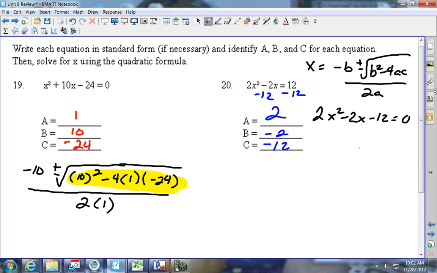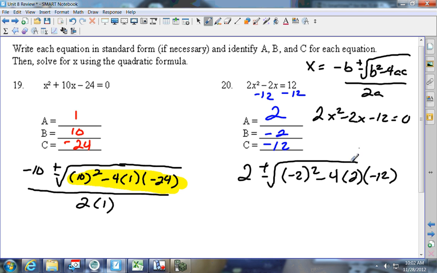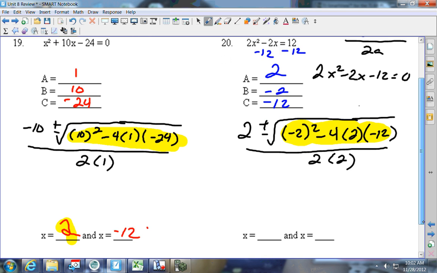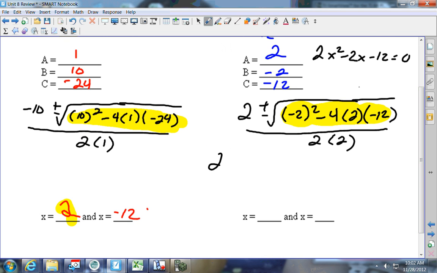Put it into the quadratic formula. The opposite of B. B is negative 2, so you put positive 2, plus or minus the square root of negative 2 squared, minus 4 times A, which is 2, times C, which is negative 12, all over 2 times A, which is 2. Put this part underneath the square root sign in the calculator, because we've got 2 plus or minus the square root of something over 4.